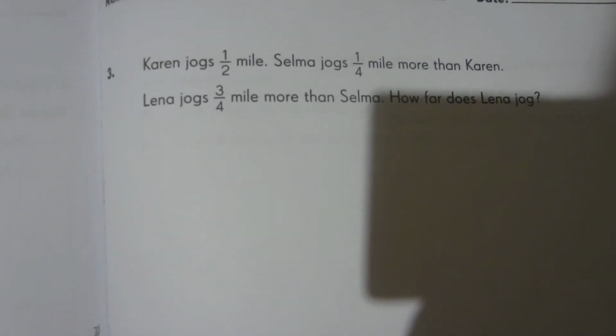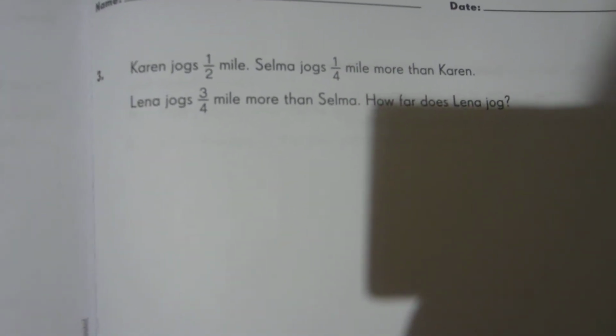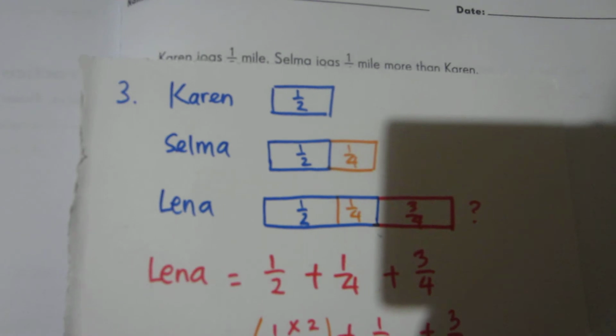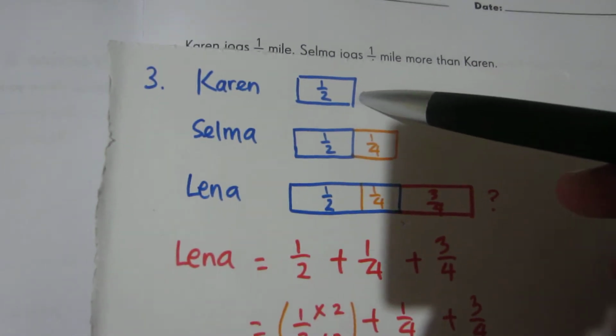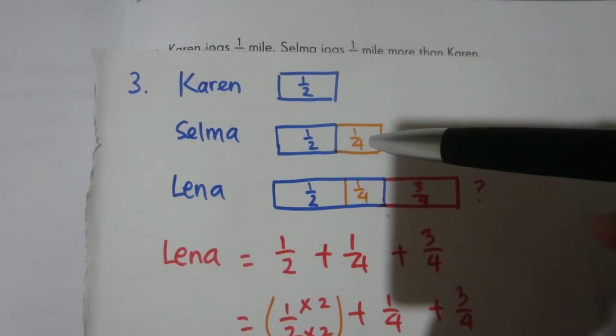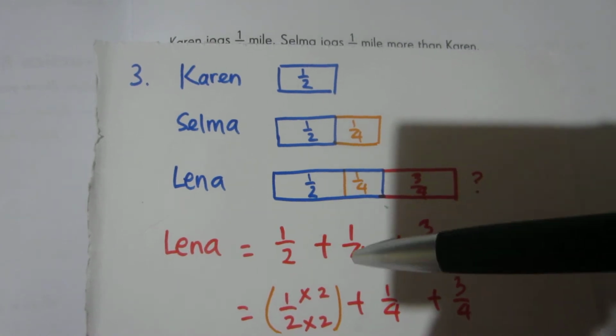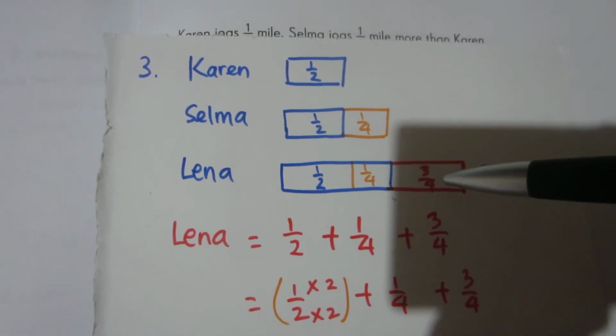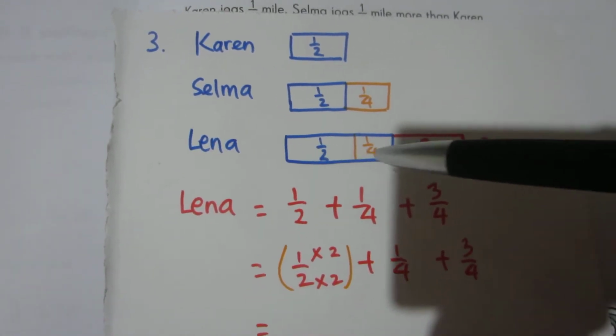Go to number 3. Karen jogs half mile. Selma jogs 1/4 mile more than Karen, and Lena jogs 3/4 more than Selma. How far does Lena jog? When you make it into a bar model, Karen jogs half. Selma is 1/4 more than Karen, and Lena is 3/4 more than Selma.